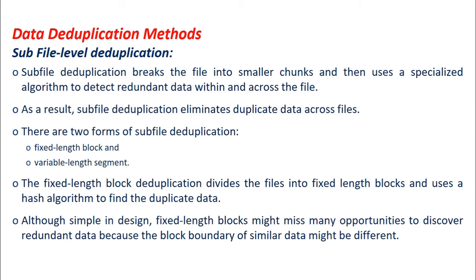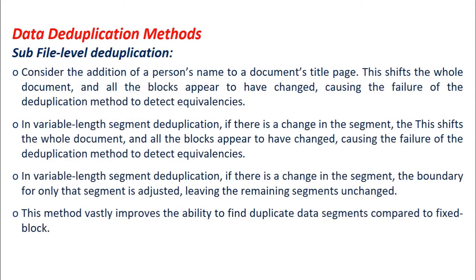The fixed length block deduplication divides the files into fixed length blocks and uses a hash algorithm to find the duplicate data. Although simple in design, fixed length blocks might miss many opportunities to discover redundant data because the block boundary of similar data might be different. Consider the addition of a person's name to a document's title page. This shifts the whole document, and all the blocks appear to have changed, causing the failure of the deduplication method to detect equivalencies.